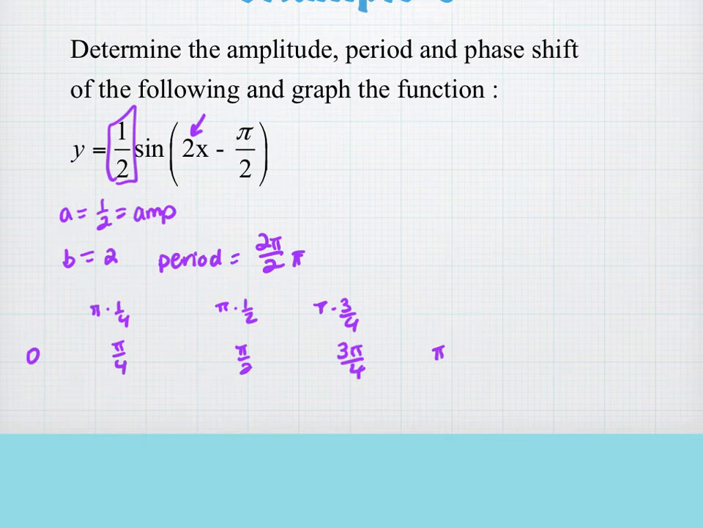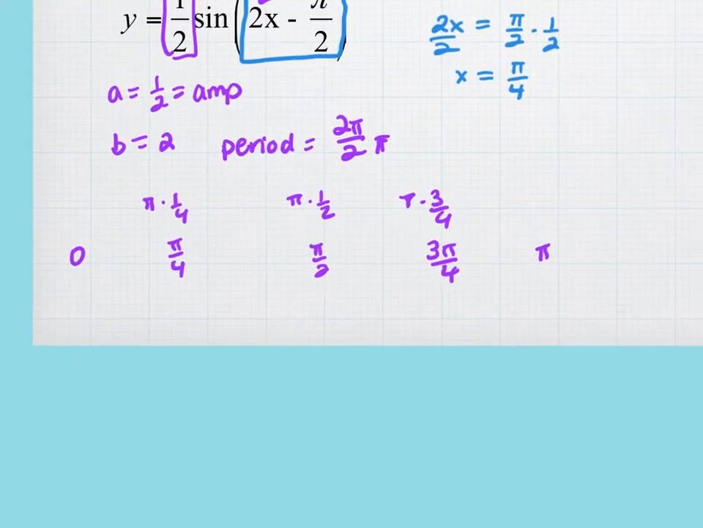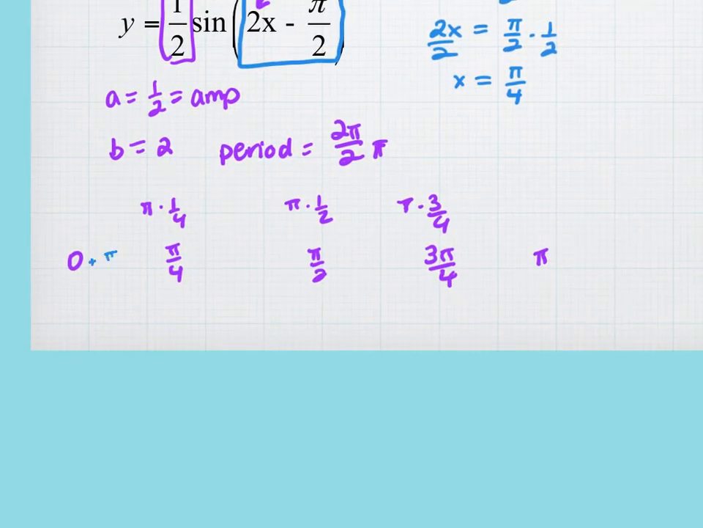Normally I go to my graph, but because this has a phase shift, because there's something adding or subtracting from the x inside the parentheses, I know there's a phase shift here. So if 2x minus pi over 2 were to equal 0, 2x would equal pi over 2, divide both sides by 2, which is the same as multiplying by 1/2, and I get a phase shift of a positive 1/4. So to each of these points, I am going to add 1/4, or pi over 4, so no, not 1/4, but pi over 4.